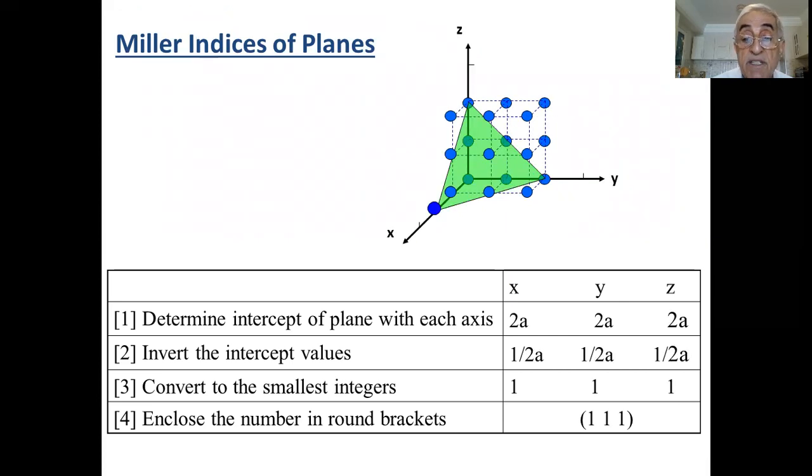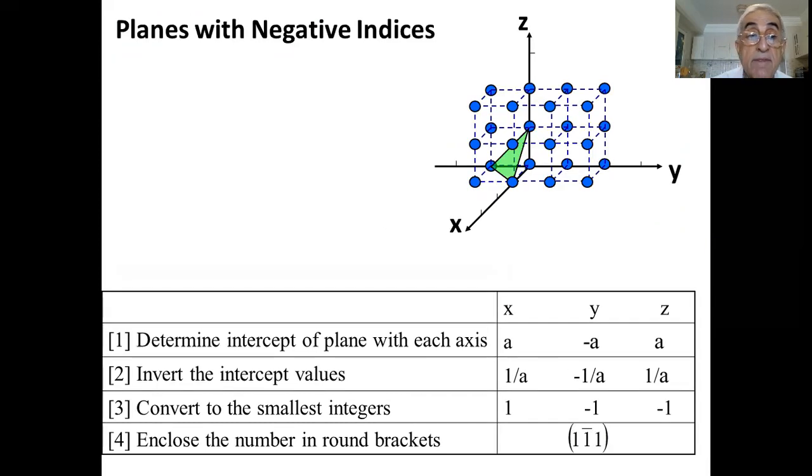Miller index of planes, again, here we have another example. x equal to 1, y equal to 1, z equal to 1. So the Miller indices are 1, 1, 1. Planes with negative indices: here x is 1, y is minus 1, z is minus 1. So it is 1, 1 bar, 1 bar.